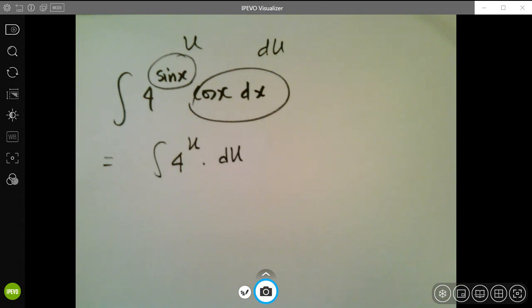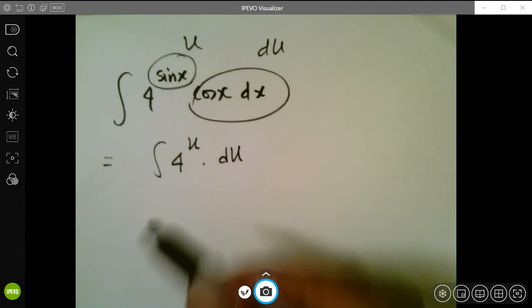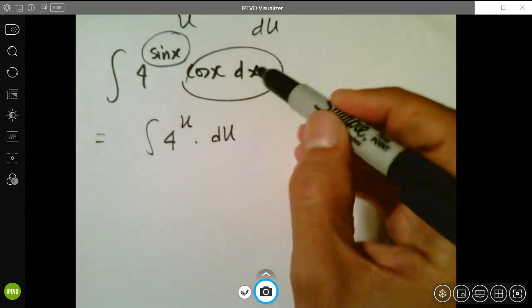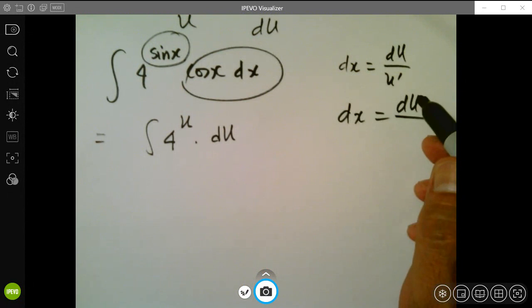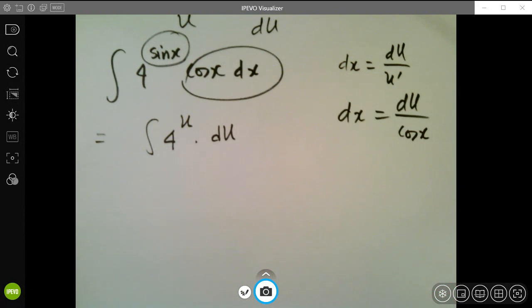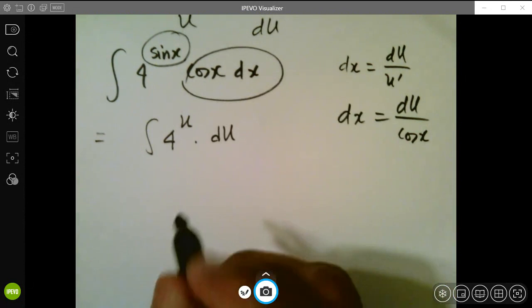So what I really need to know now is the integral of the exponential. So again, let's work on that. But remember, why is this one du? Remember, dx is du over u prime. dx will be du over u prime, and u prime is cosine x. So if you plug in here, cosine x will cancel out.